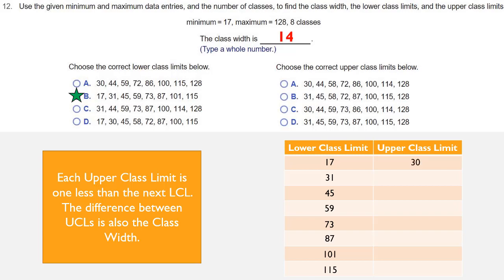Then we can add the class width of 14 to 30 to get the next upper class limit, which is 44. We add the class width again, and that gives us 58, then 72, then 86, then 100, 114, and finally 128. So those are your upper class limits, which corresponds to choice A. And that's your answer.